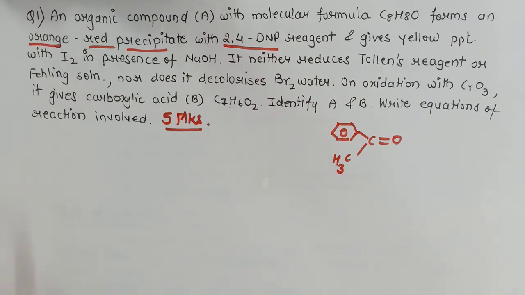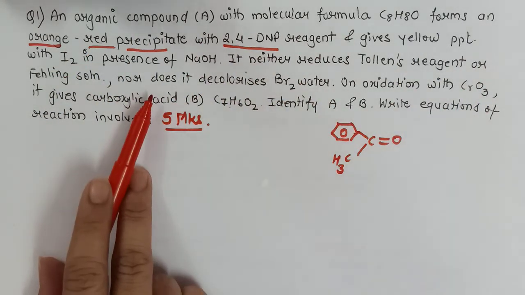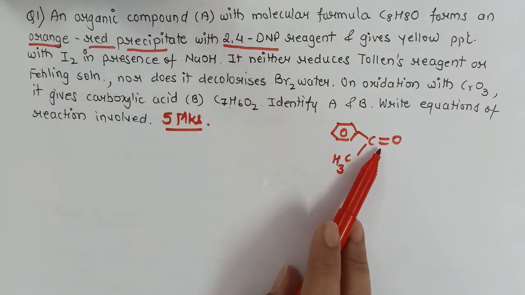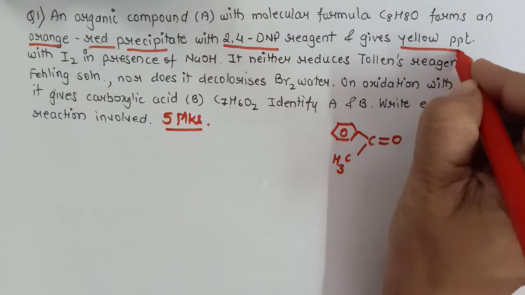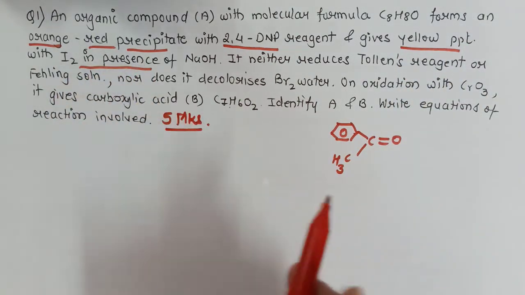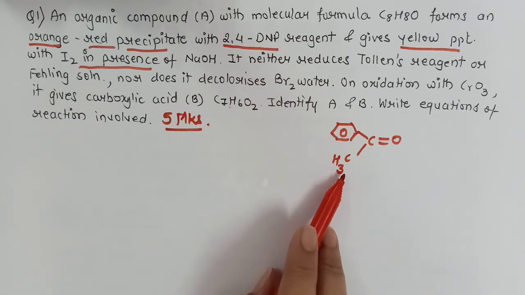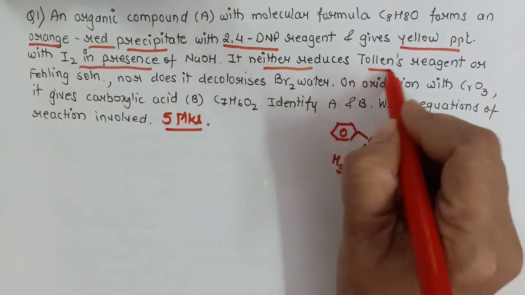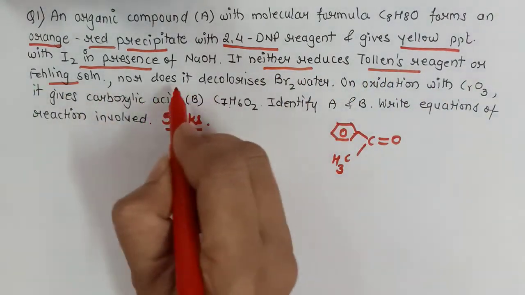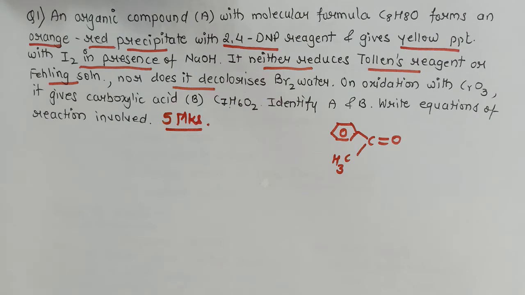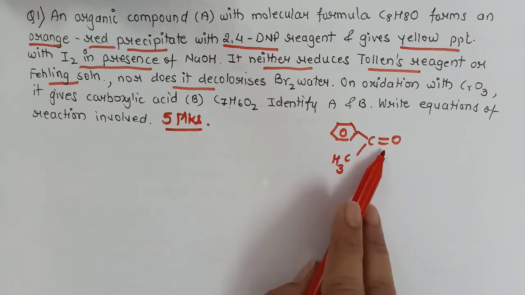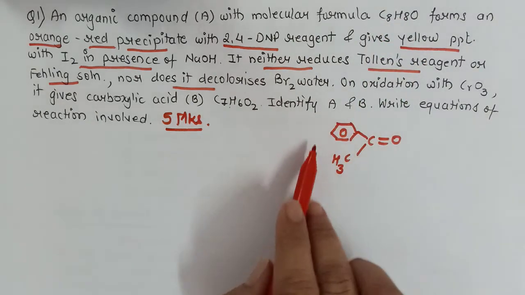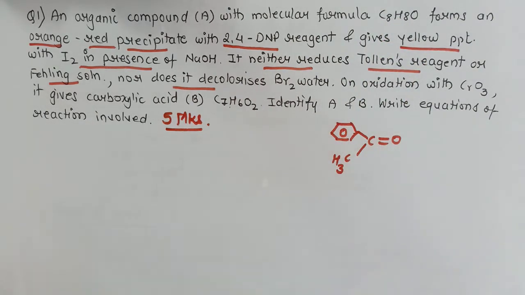Word problems, why are they easy? Because there are so many hints in them. Using the orange red PPT with 2,4-DNP, I have identified it is a carbonyl compound. It gives a yellow PPT of iodoform, so I have identified it has a carbonyl methyl group. And then it neither reduces Tollens' reagent nor Fehling's, nor does it decolorize, indicating the absence of aldehyde. So it is a ketonic group, and from the molecular formula, a high degree of unsaturation. So our compound is acetophenone.